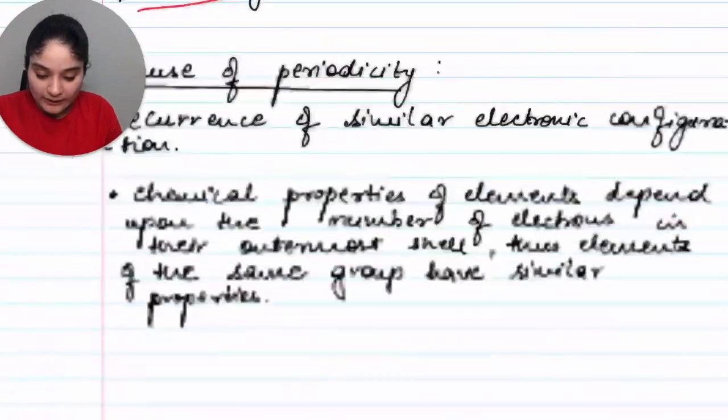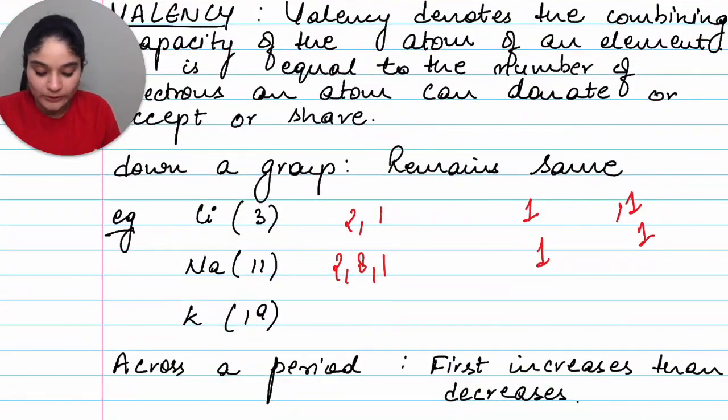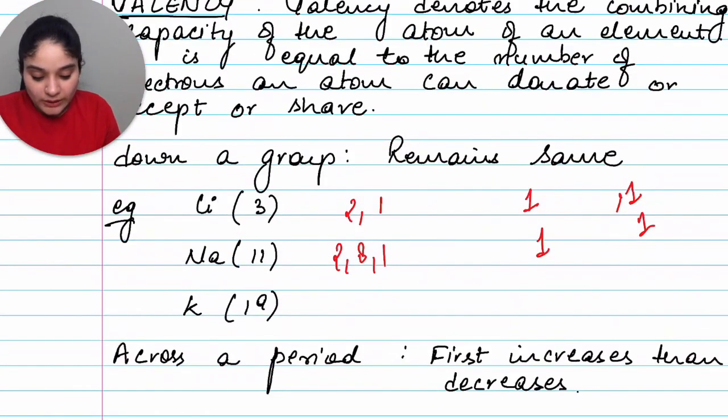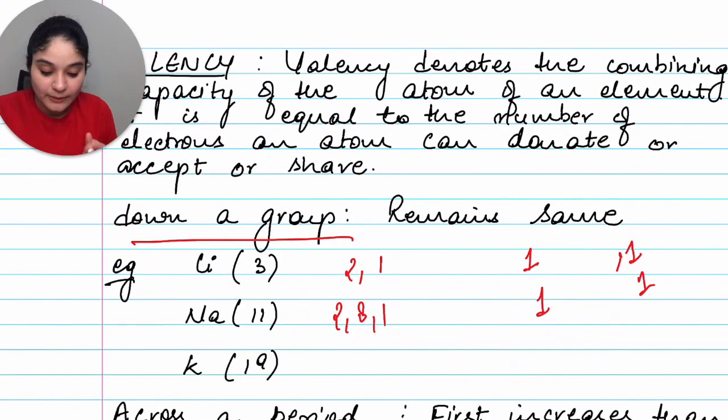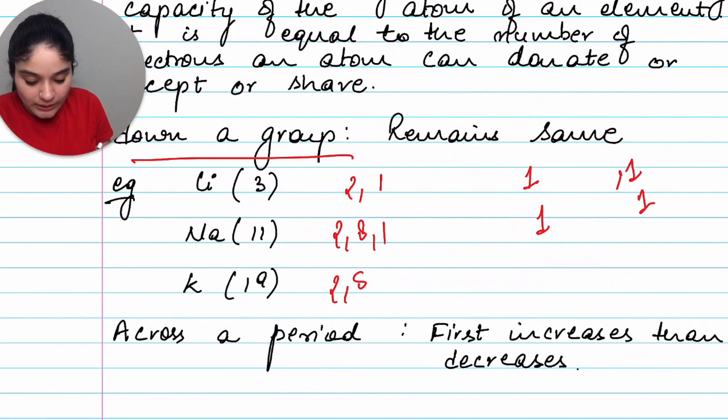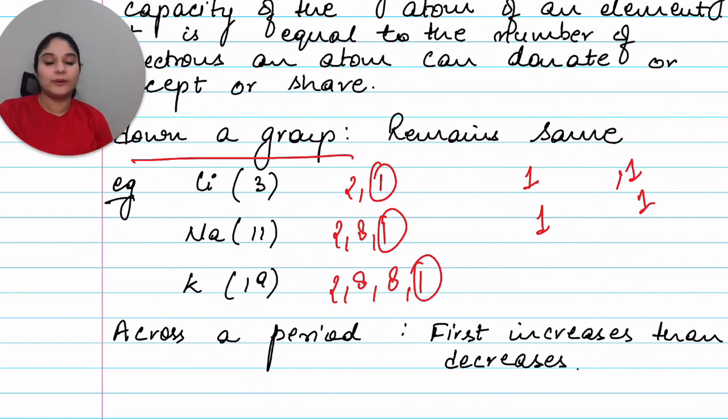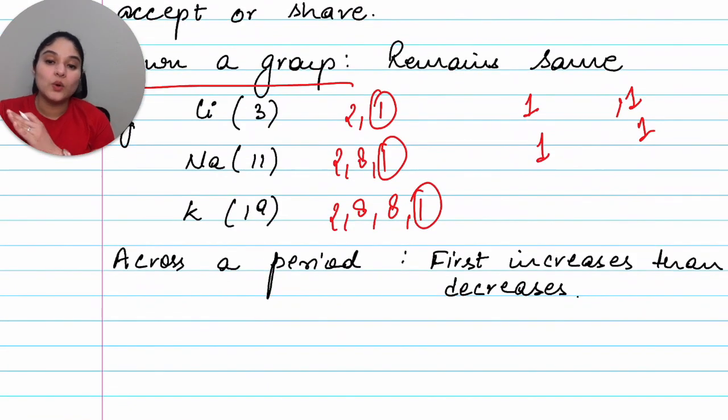Let's come back on valency now. And I hope the concept is clear to you. So if you think about this, when we go down a group, your valency remains the same because 2, 8, 8, 1. So if you think about it, the number of electrons it will donate would be 1. So whenever you are coming down a group, your valency will remain the same. And when you are going across a period, it first increases and then decreases.